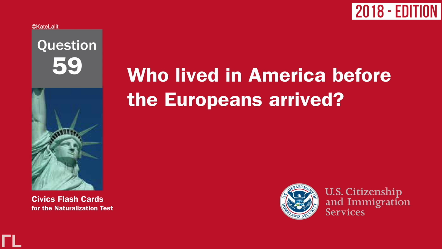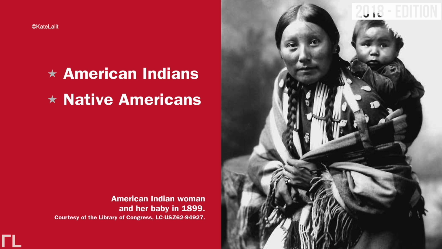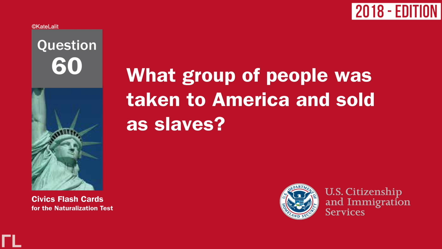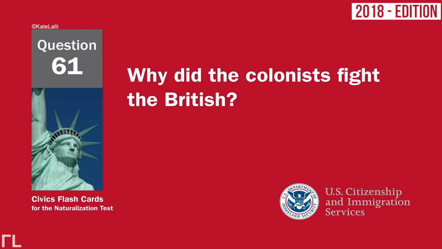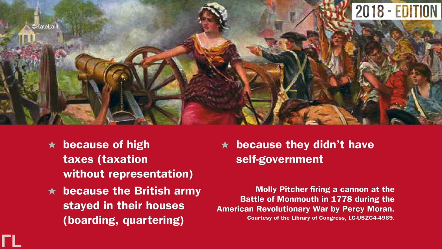Who lived in America before the Europeans arrived? American Indians. Native Americans. What group of people was taken to America and sold as slaves? Africans. People from Africa. Why did the colonists fight the British? Because of high taxes, taxation without representation. Because the British Army stayed in their houses, boarding, quartering. Because they didn't have self-government.